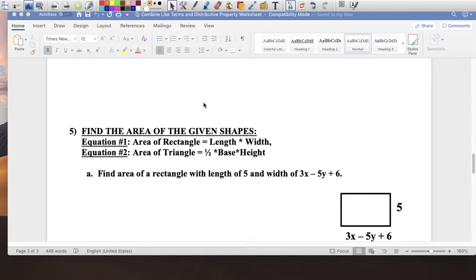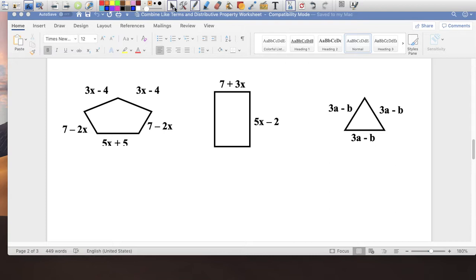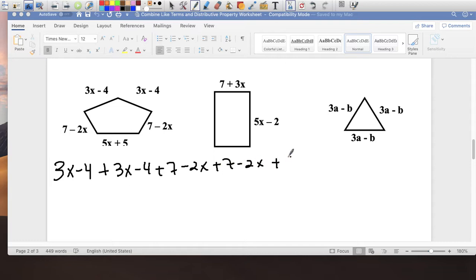And, quite a lot left. Well, I'm trying to push a little faster. So again, you can take shortcuts. The more comfortable you are, the more you can skip. I'm doing this step by step: 3x squared minus 4 plus 3x squared minus 4 plus 7 minus 2x plus 7 minus 2x plus 5x plus 5. So that would have been your expression, right?